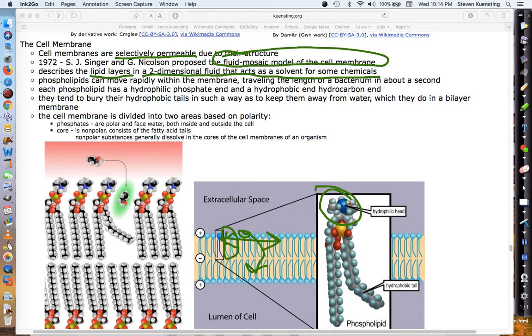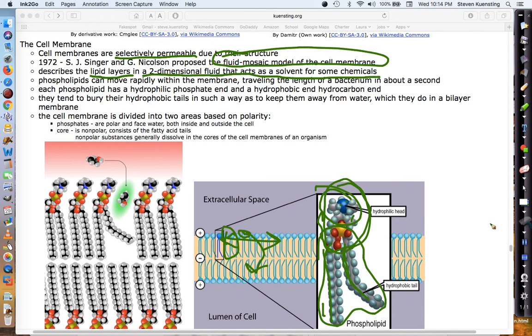Each phospholipid consists of a phosphate head. This is the phosphate head. There's a nitrogen group on here, and these fatty acid tails. So this is a phospholipid up here. This whole region up here is actually the nitrogen compound and the phosphate. And then these fatty acid things sticking down here, these are nonpolar fatty acid tails.